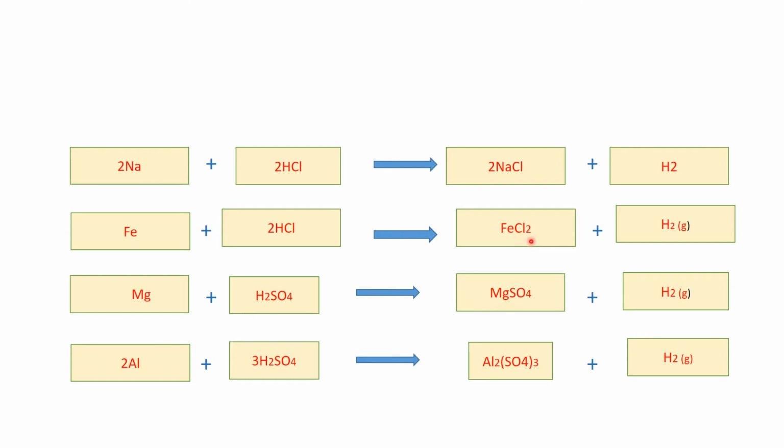And see, the reaction is balanced. Here 2 is written to balance the reaction. Now you can see H2 and Cl2 here, and Cl2 and H2 there.